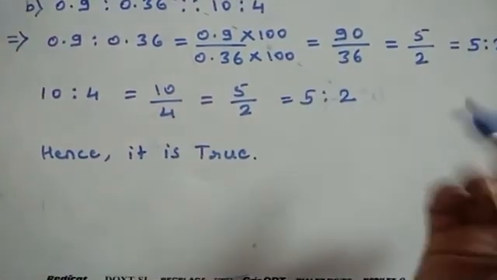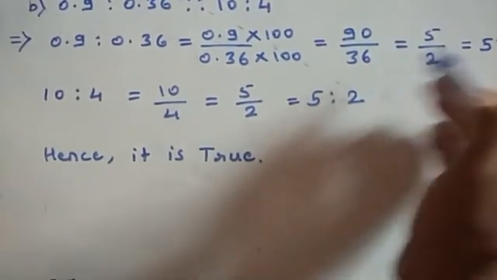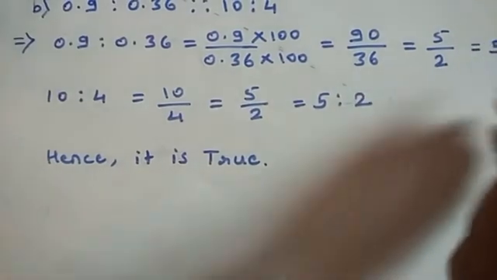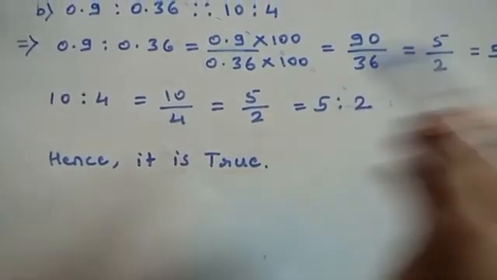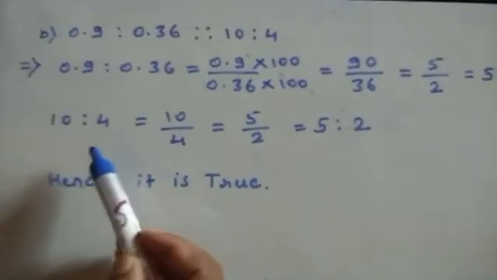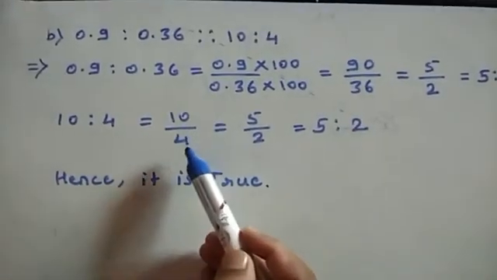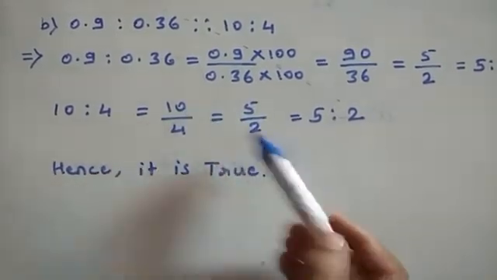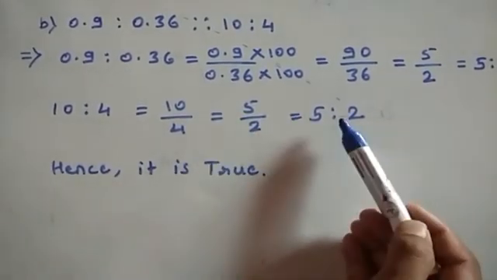Now here both the numbers are divisible by 18. So 18 5s are 90 and 18 2s are 36. Therefore we got the ratio 5:2. Now take the next two terms, that is 10:4. Therefore 10:4 is equal to 10/4. Now here both the numbers are divisible by 2. Therefore 2 5s are 10 and 2 2s are 4. Therefore this ratio is also 5:2.